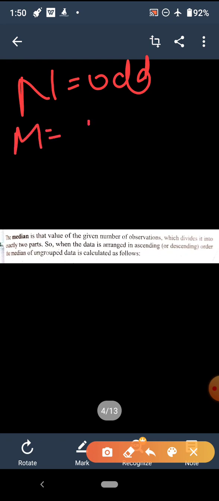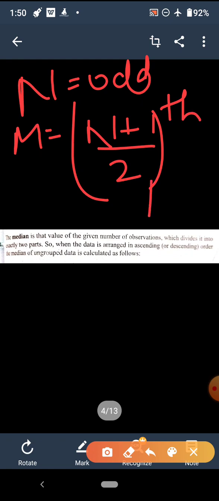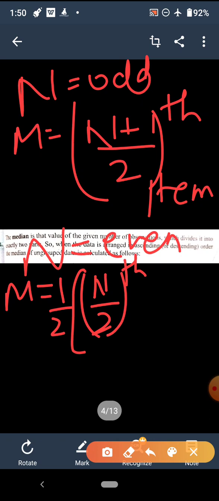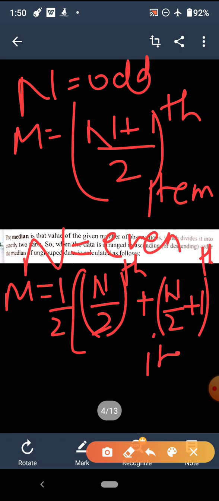If the number of items is odd, then you will use this formula: median is equal to the (n plus 1) upon 2th item. And if n is even, then you will use the formula: half of the (n by 2)th item plus the (n by 2 plus 1)th item. Get it? So there are 4 steps.